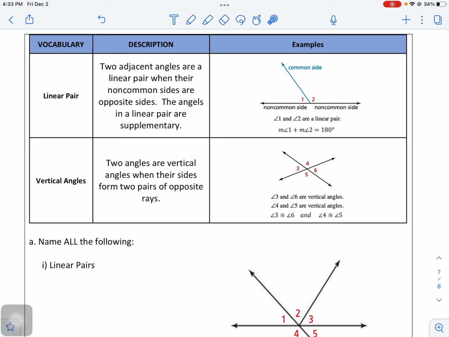They have to be next to each other. They share a common side right there. They share a vertex. Linear pairs have to be next to each other. If they aren't next to each other, they are not a linear pair. Linear pairs, once again, always add to 180.